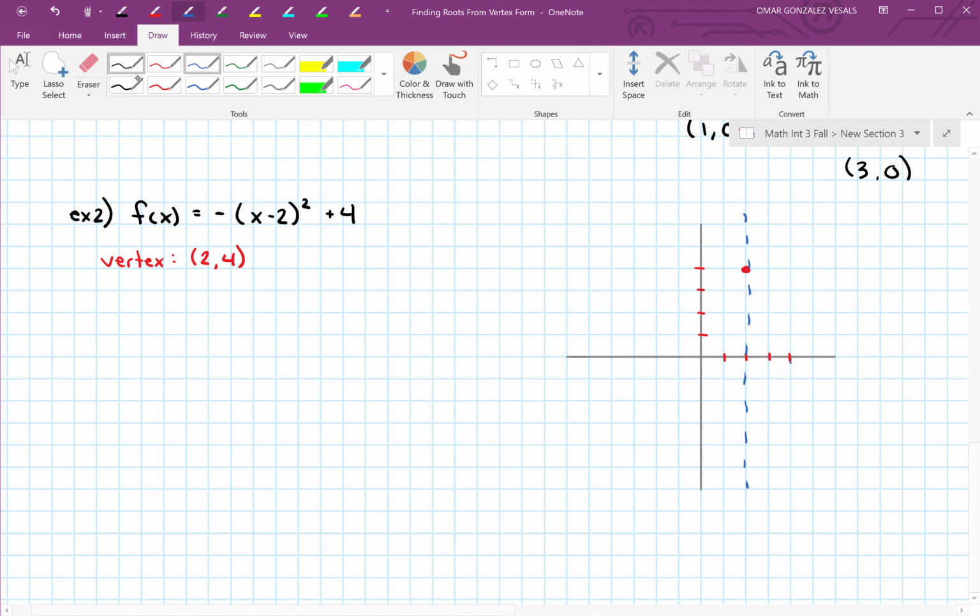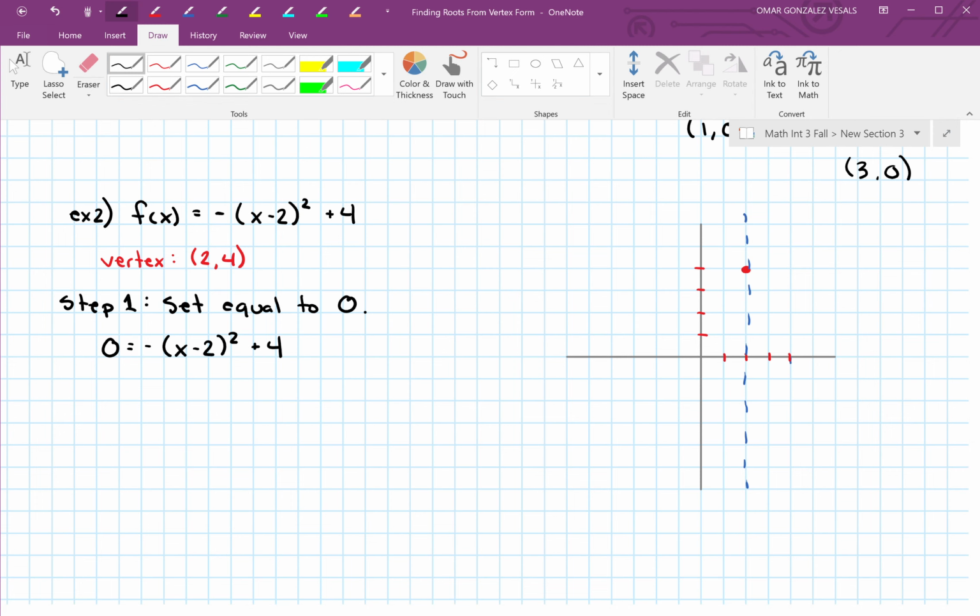So the first thing I want to do, I guess we'll call it step 1. Step 1 is I set it equal to 0. So I set my function equal to 0. If I set my function equal to 0, it's going to be 0 equals negative parentheses x minus 2 squared plus 4. That's not a bad step, right?